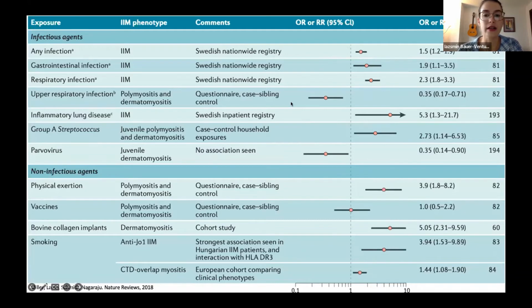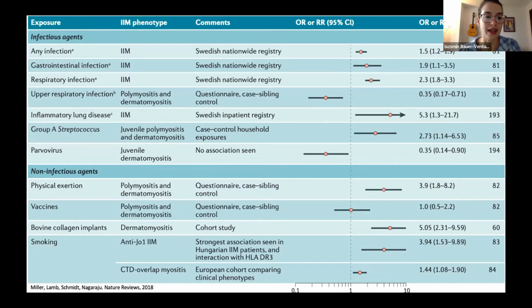Usually, again, there's always that concern that infections may trigger autoimmune diseases, and there are some registry studies, mostly coming from the Swedish group, saying that infections, any of them, seem to be associated with the development of these diseases. However, upper respiratory infection and parvovirus may not show the same kind of trend. And when it comes to non-infectious agents, it seems that very extraneous physical exertion, bovine collagen implants, skin implants, and in particular smoking with anti-Jo-1 antibodies are important risk factors of inflammatory myopathies.